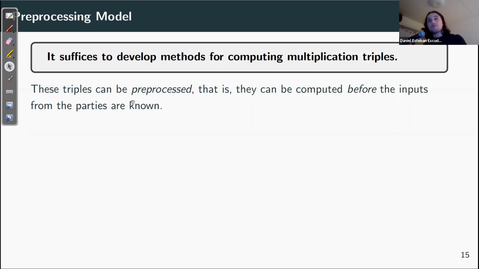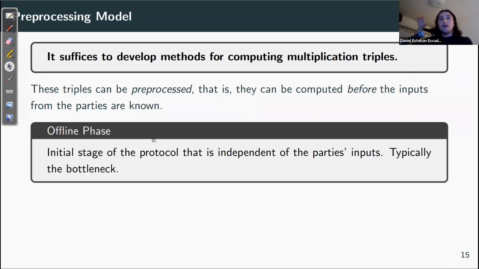These triples can be preprocessed. They don't depend on the inputs, so they can be computed way beforehand, before the computation starts. We call this the offline phase. This is also terminology that you will hear a lot if you read about MPC or talk to people about MPC. What is the offline phase? It's the computation part that doesn't depend on the parties' inputs, so on the actual salaries, let's say, or on the actual votes. It's something we can meet and compute this material, so these triples.